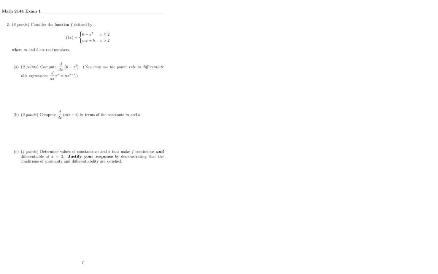All right, so for this one, it says consider the function defined by this. I want to compute the derivative, so I can use the power rule to differentiate. So the derivative with respect to x of 6 minus x squared is going to be the derivative of 6, which is 0, and then minus the derivative of x squared, which is 2x, so it's equal to negative 2x.